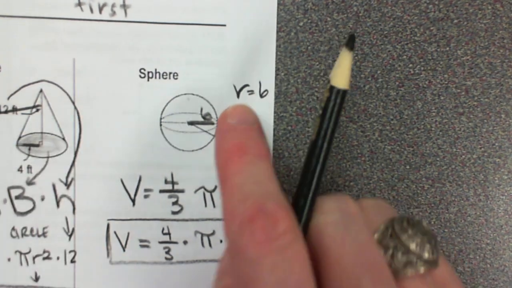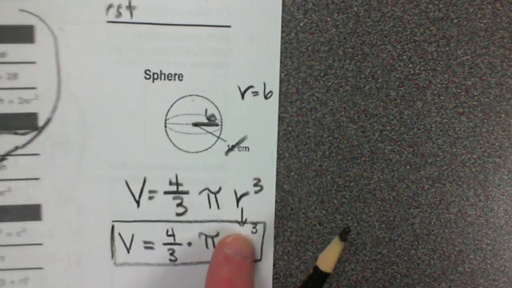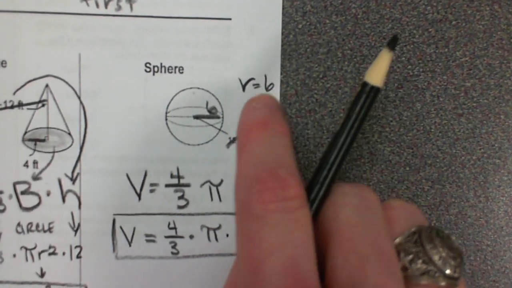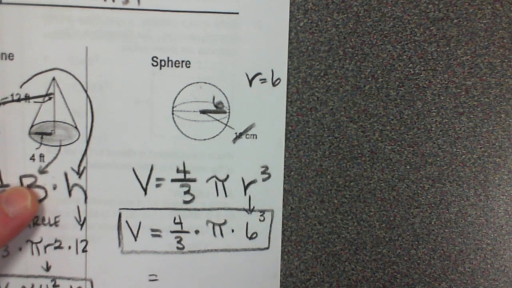Look at the object. Go to your reference material guide. Write the formula down. Go get your dimensions that you need and put them in the formula. From there, you're home free. It's just a matter of putting it in your calculator properly.